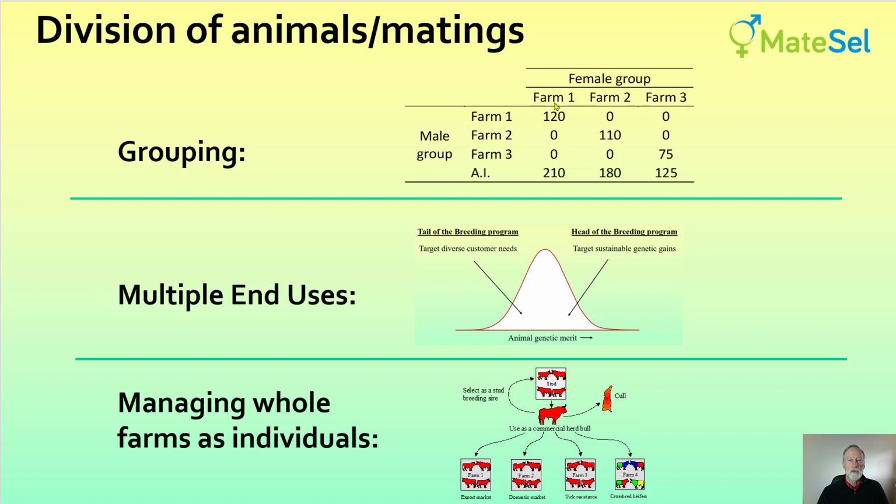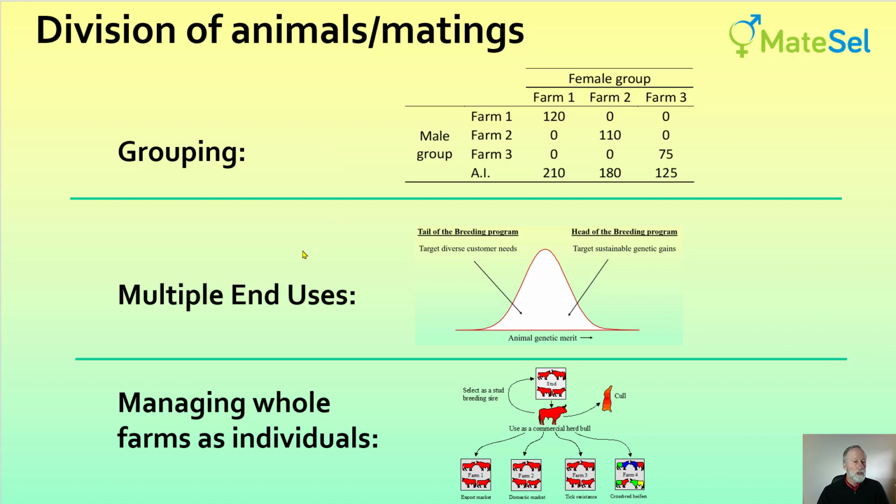And here we've got a case with 3 different farms, and we do this separately for males and females. And in males there's an extra group here for artificial insemination, and in this case the target number of matings goes across farms. So this is where you decide which individuals belong to which group.